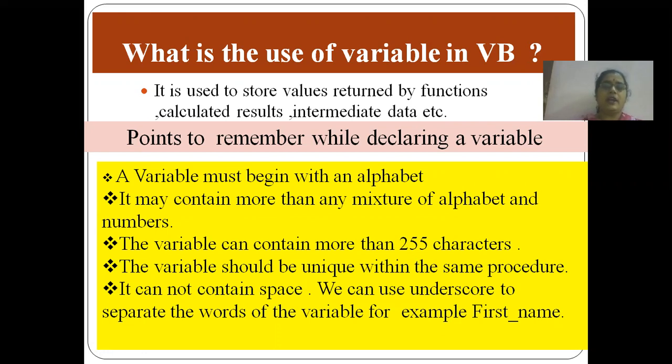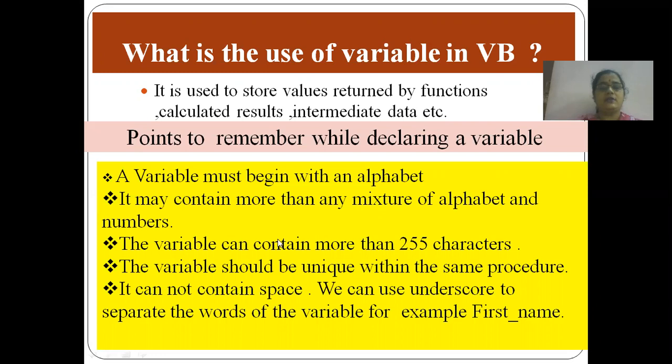Then while declaring a variable in Visual Basic, we have to remember some points in our mind. First one is a variable name must begin with an alphabet. You should remember this whenever you have to declare a variable. Every time the variable name must begin with an alphabet. Then second is it may contain a mixture of alphabets and numbers, means you can create a variable name with the combination of alphabets and numbers also.